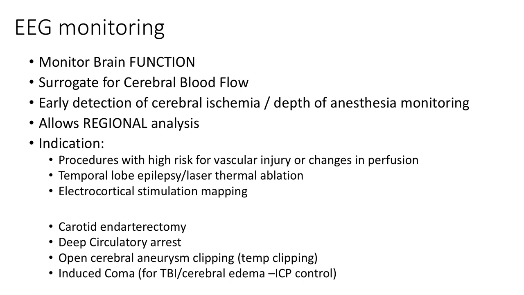So to summarize, EEG monitoring monitors neuronal activity of the brain, and therefore brain function. We are using EEG monitoring as a surrogate for cerebral blood flow, because the brain can only function if it gets perfused. EEG is very sensitive for early detection of cerebral ischemia, and also has been used to monitor the depth of anesthesia.